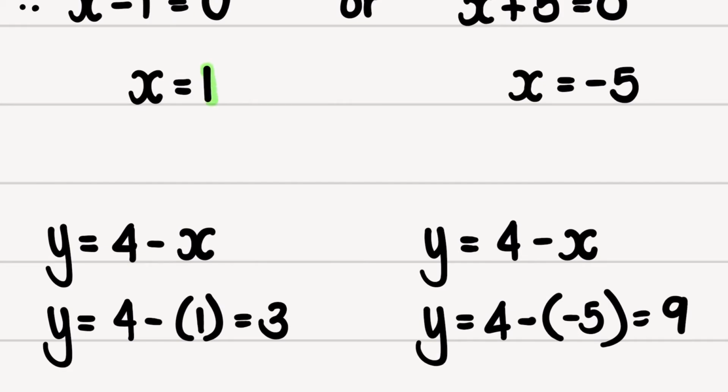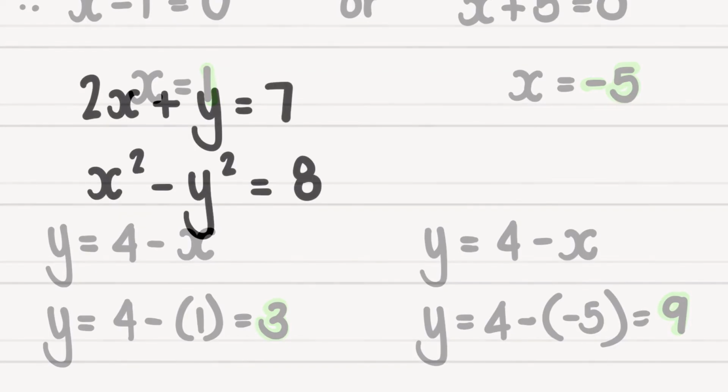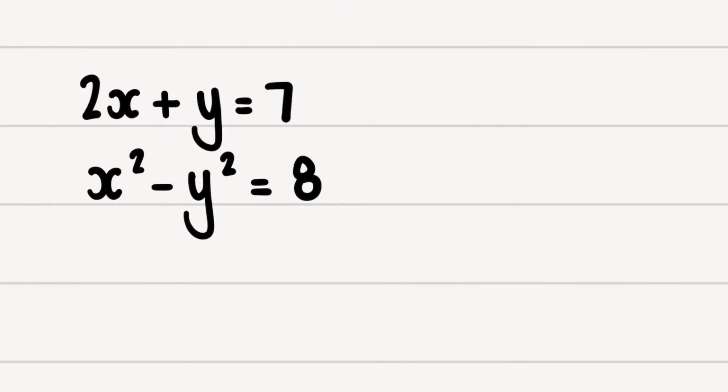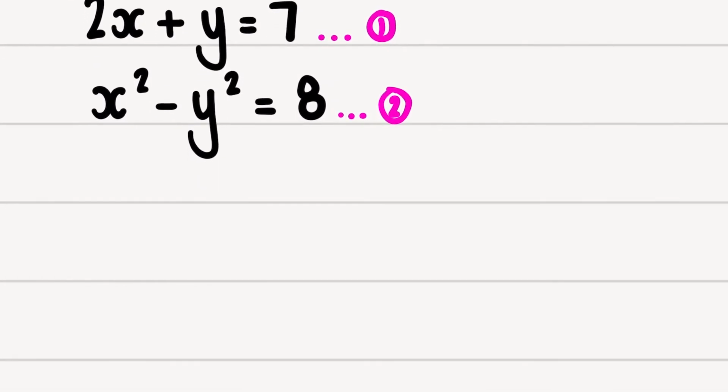So now I have x being 1, the corresponding y value is 3. X being negative 5, the corresponding y value is 9. Alright, last example. Again, I can see that I don't have anything being isolated, so that will be my first step after labeling my equation. So I have equation number 1 and I have equation number 2. Now the easier one to isolate would obviously be equation number 1. So I'm going to isolate the y.